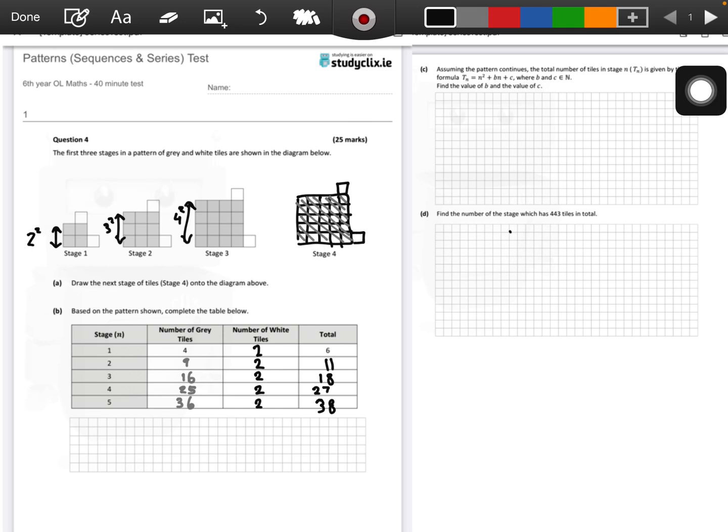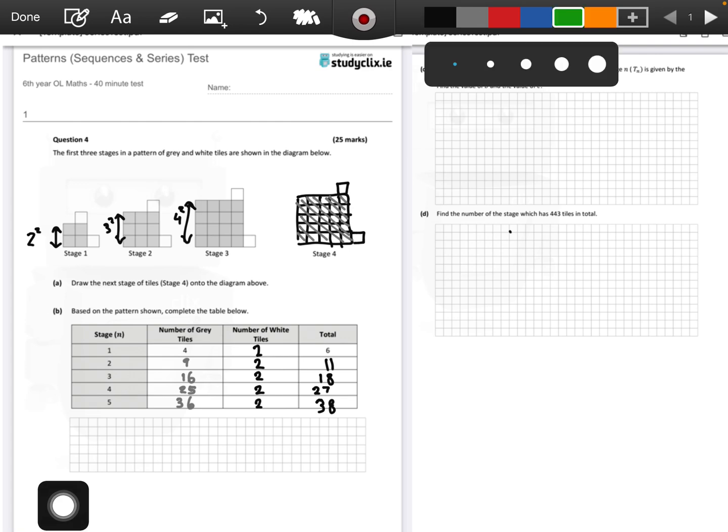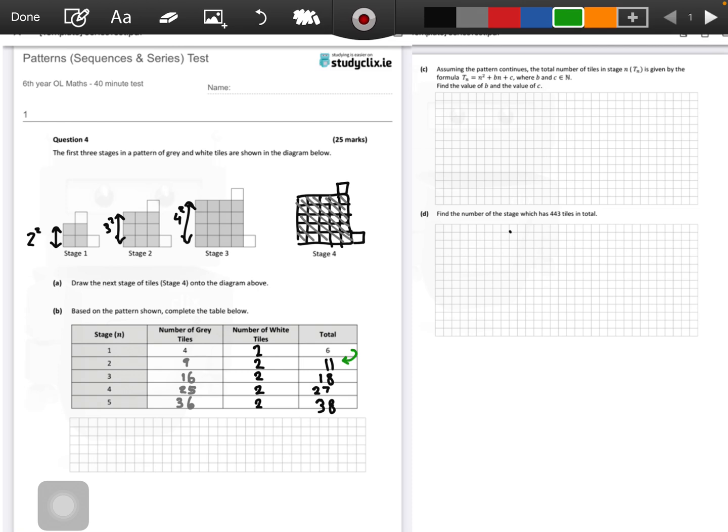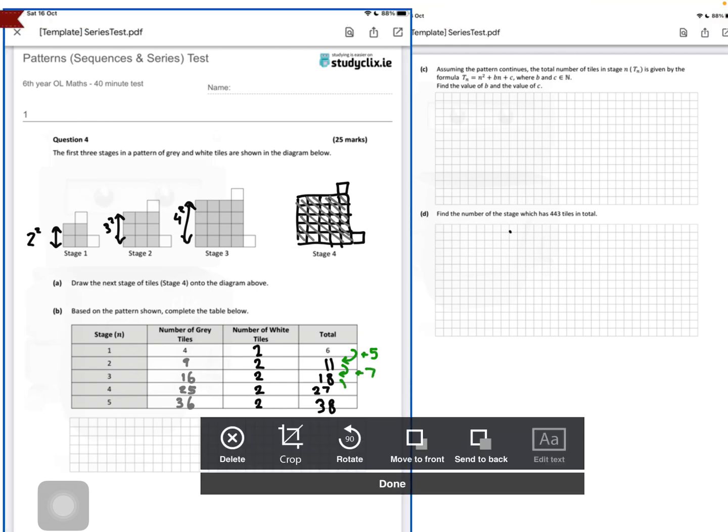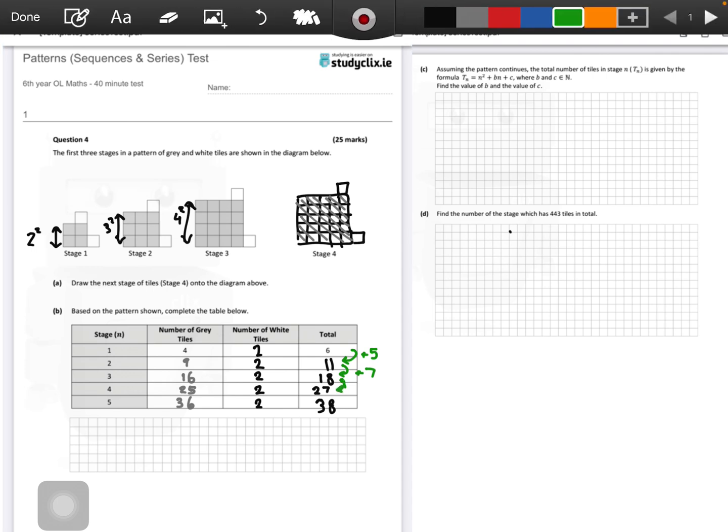There were loads of different ways to do this. The main thing, guys, is if we look at our differences between each of these numbers of tiles. Even if we look at this for stage 1, the difference between 1 and 2 was plus 5. The difference between 2 and 3 was plus 7. The difference between 3 and 4 was plus 9. The next difference, plus 11. So this here is a quadratic series.